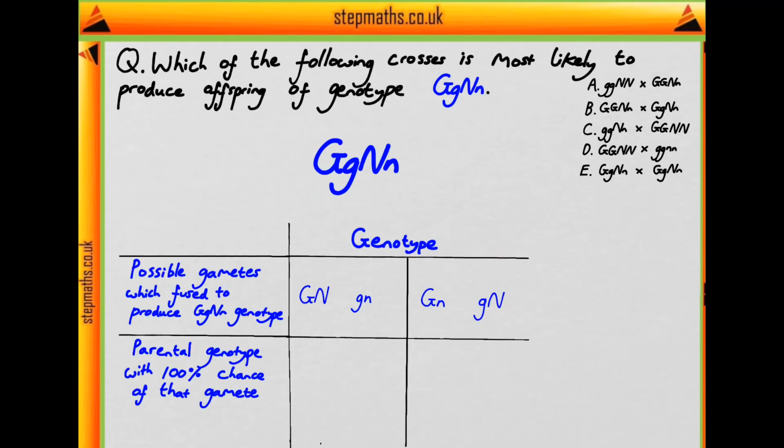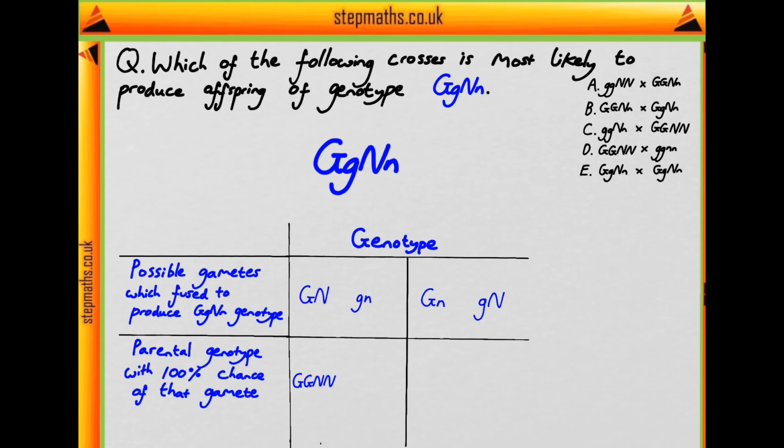Now, we're asked in the question, which of the following crosses is most likely to produce the offspring of this genotype? And so we want the parents to have 100% chance of producing these gametes if we are to be very likely to get this, or certain to get this genotype. So with that in mind, what parental genotype would have a 100% chance of producing a gamete with that genotype? This is two capital G's, two capital N's, because the only gamete which this genotype can produce is this.